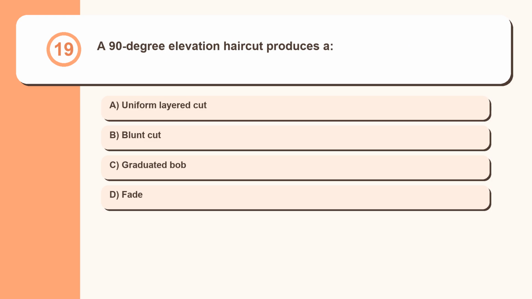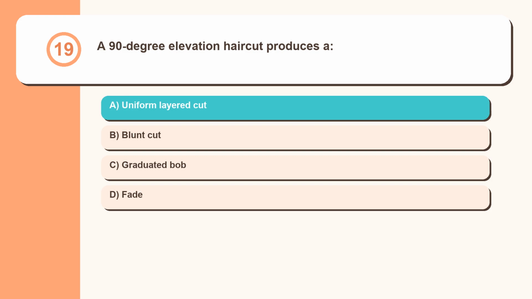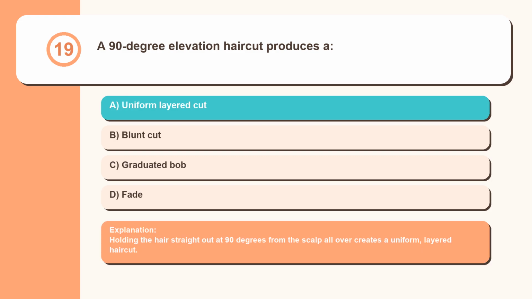Question 19. A 90-degree elevation haircut produces a uniform layered cut, blunt cut, graduated bob, fade. Holding the hair straight out at 90 degrees from the scalp all over creates a uniform, layered haircut.